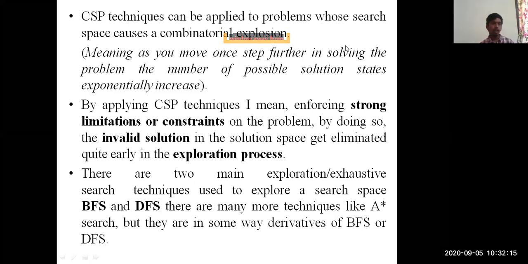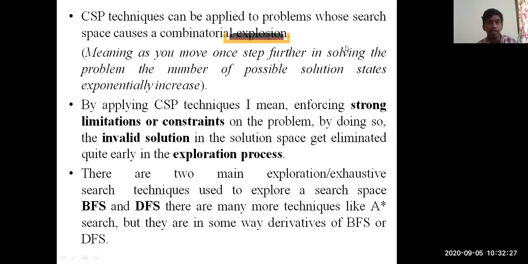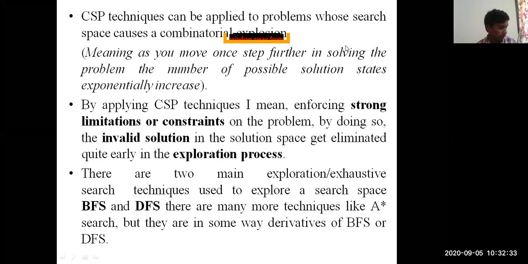So basically there are two main exploration techniques we have discussed previously in exhaustive search methods. There you have learned about BFS and DFS, breadth first search and depth first search. We also learned about the uniform cost algorithm. But basically BFS and DFS are the main approaches for any search techniques. Those are part of exhaustive search methods.